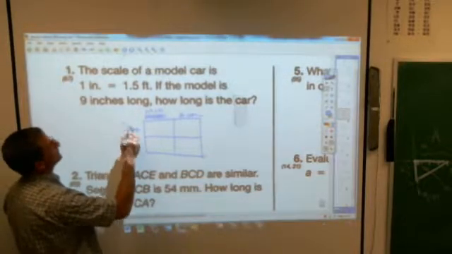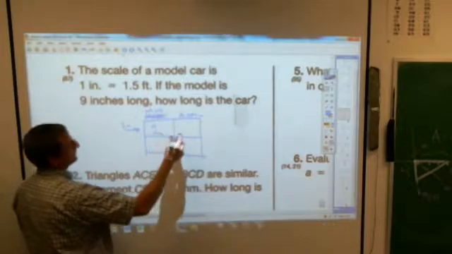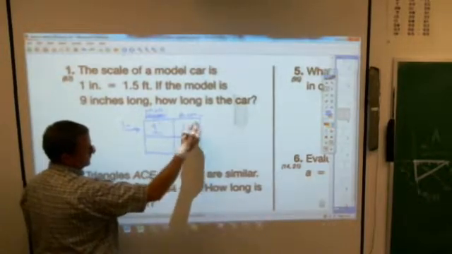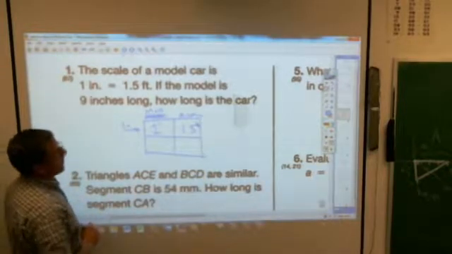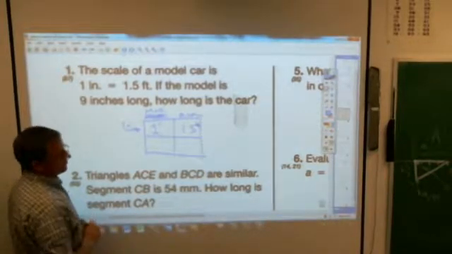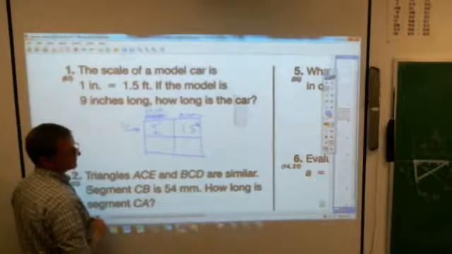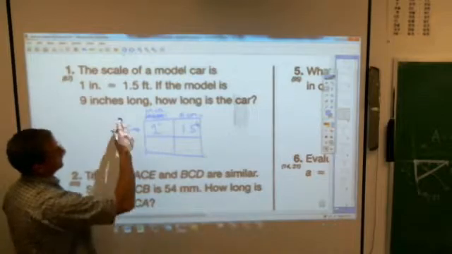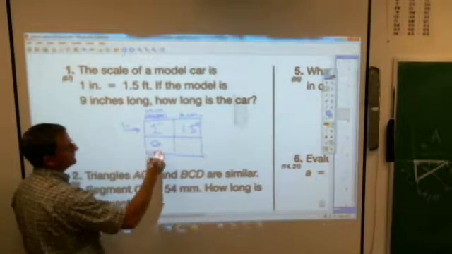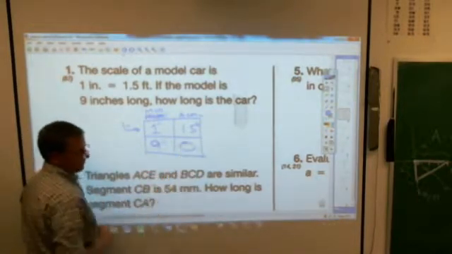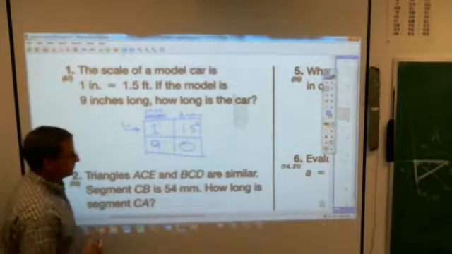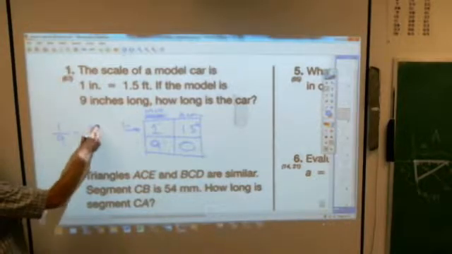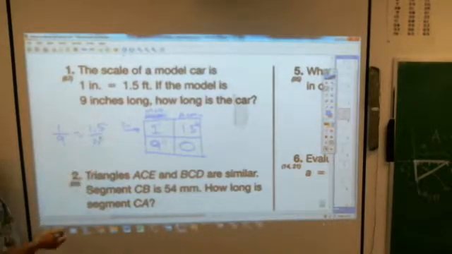The scale is 1 inch equals what? 1.5 feet. Make sure you label those correctly. 9 inches goes, is that the model or is that the actual? Yeah. 9 inches is what? No, it's the model. If the model is 9 inches long, that goes here. You just want to know what this is. So it's just that equal fraction thing. 1 over 9 equals 1.5 over what number?